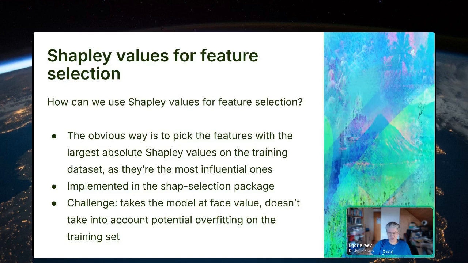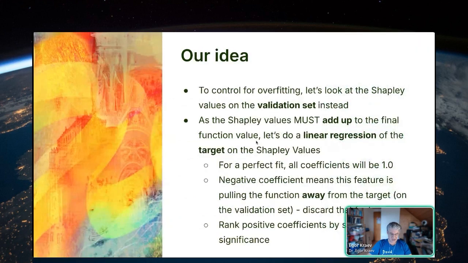Now, that already works quite well. However, it has one problem, which is that it believes the current model is the truth. So it doesn't take into account potential overfitting on the training set. And so that's how we came to our idea. First of all, to control for overfitting, let's look at the Shapley values on the validation set rather than the training set. And then here is the fun part.